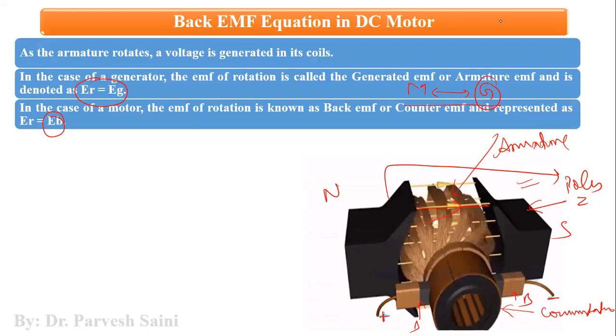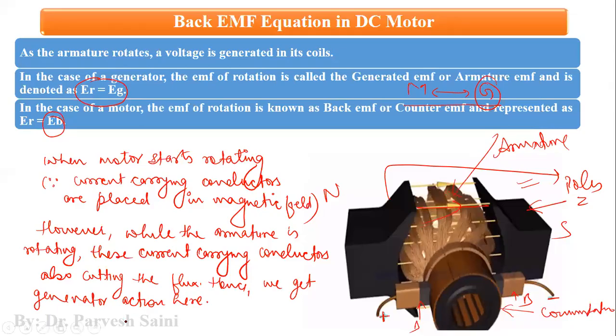And that is why we call this the back EMF, right? So now you can note down this statement here. The same conductors which are carrying current are cutting flux. So we will get the generator action, and hence an EMF is induced on these conductors, which opposes the main supply voltage, and hence this is called back EMF.